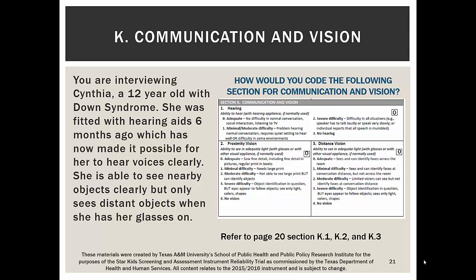So for this section, Cynthia would receive the following codes. We'll code hearing as adequate, proximity vision as adequate, and distance vision also as adequate, as she's able to see distant objects with her glasses on.